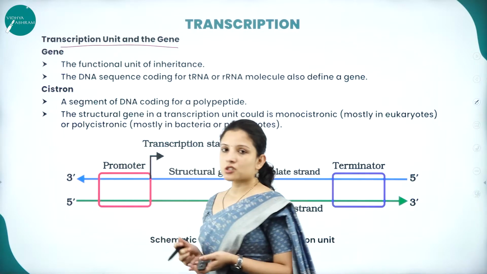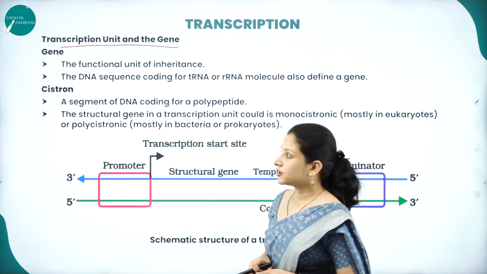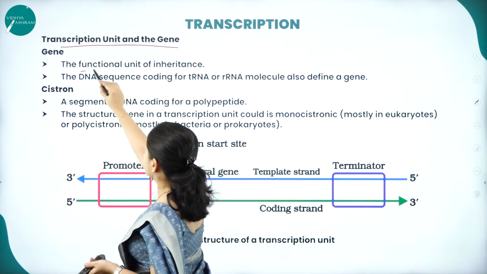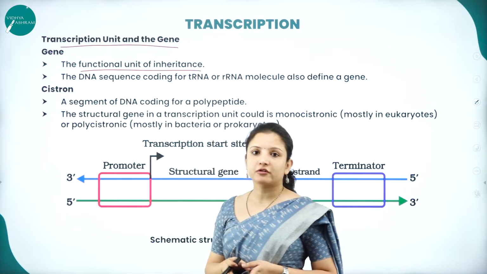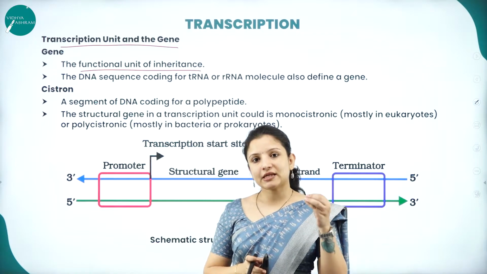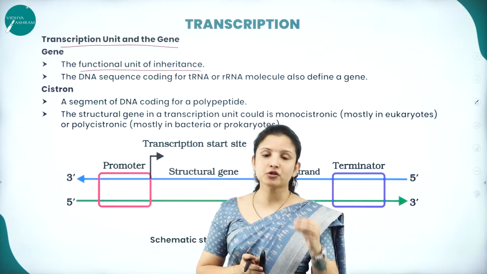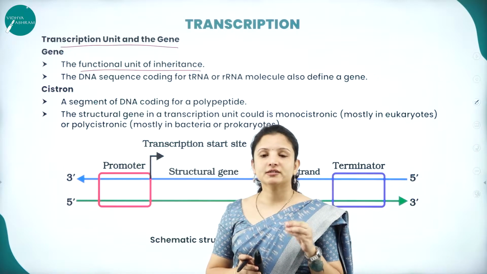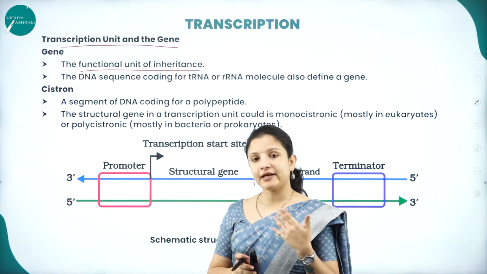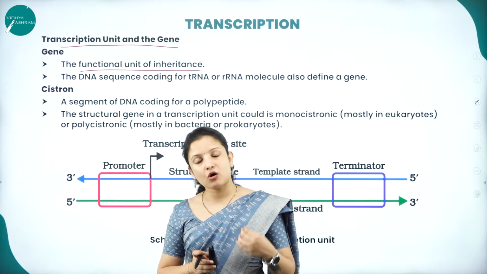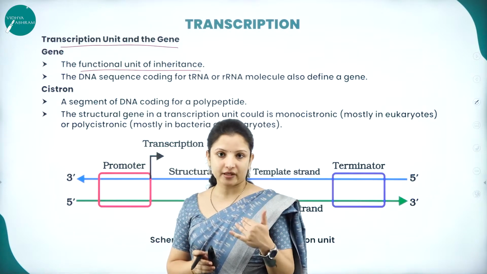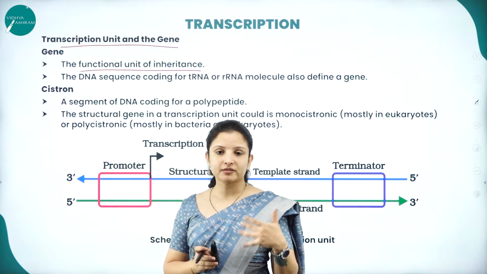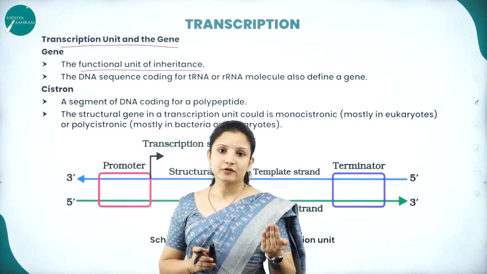So what is a gene? A gene is nothing but the functional unit of inheritance. Why is it the functional unit of inheritance? Because it is carried from the parent to the offspring. Therefore, it is the functional unit of inheritance, right? Because we inherit the characters from our parents. How do we get the characters from our parents? It is because of the transfer of the gene.